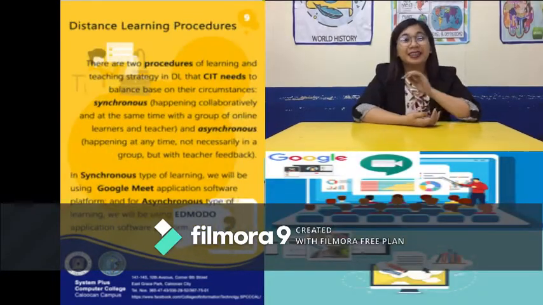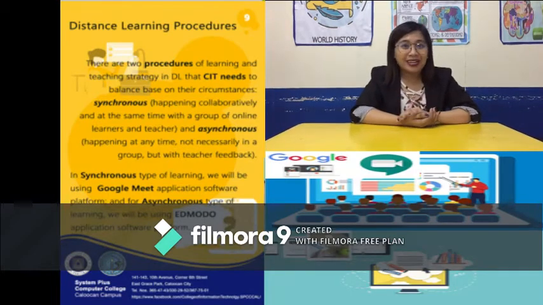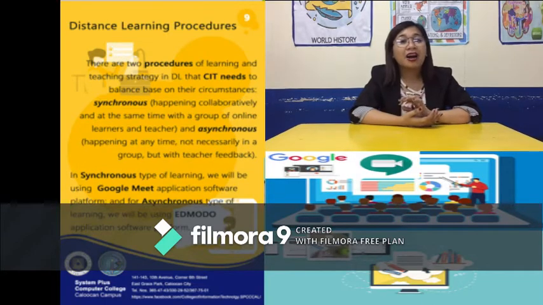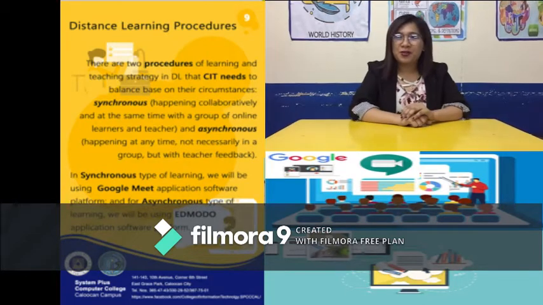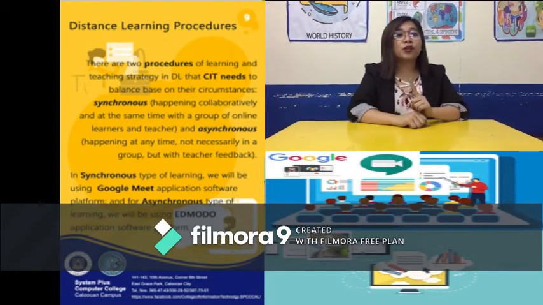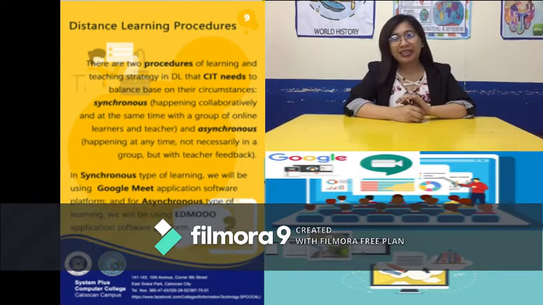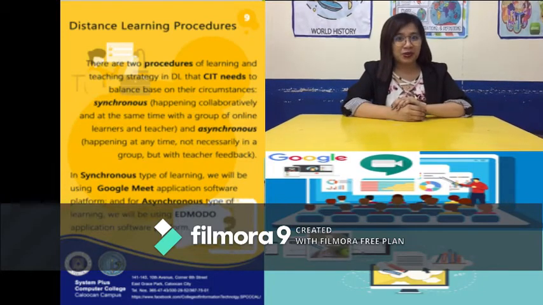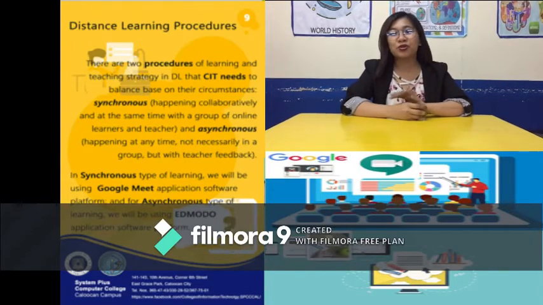We will be using distance learning or online learning. It is a process of creating and providing access to information when the teachers and the learners are separated by both time and location. We will be using two procedures of learning. The first one is synchronous, and the second one is asynchronous. In synchronous, there will be an interaction of teacher and students at the same time using technology, like the laptop, the computer, or even the phones that we will be requiring you to have.